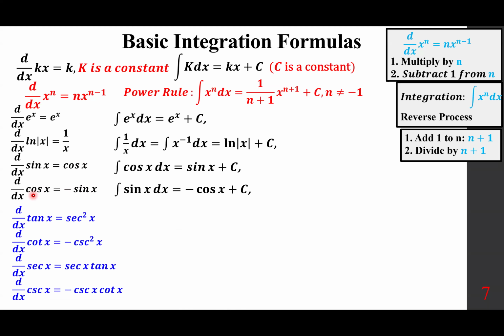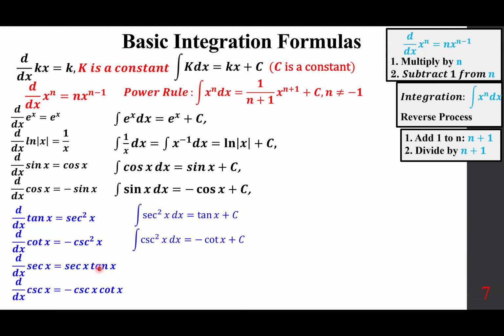More trigonometric functions. Tangent gives you secant squared, so the integral of secant squared must be tan x plus a constant. Cotangent, differentiate, gives you negative cosecant squared, so the integral of positive cosecant squared dx must be minus cotangent x plus a constant.